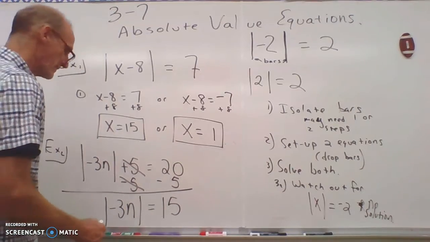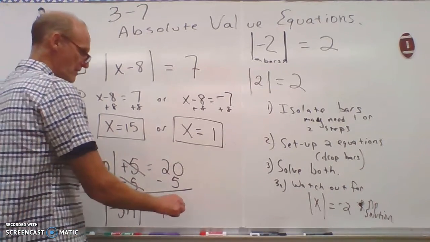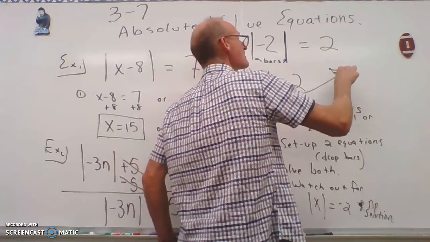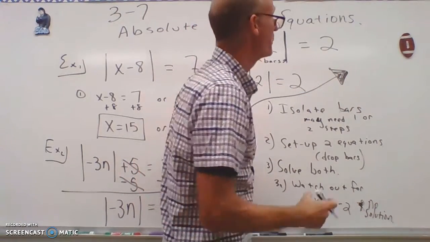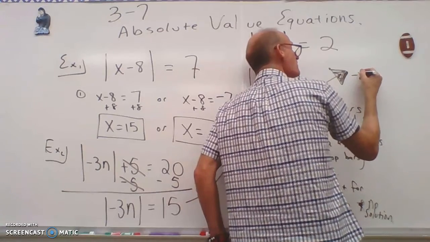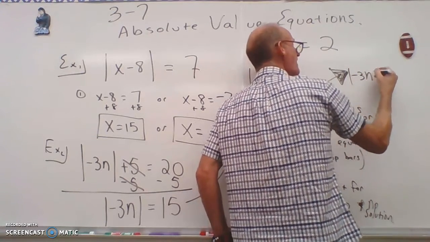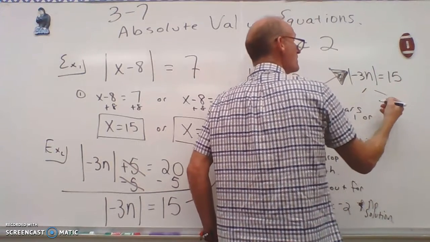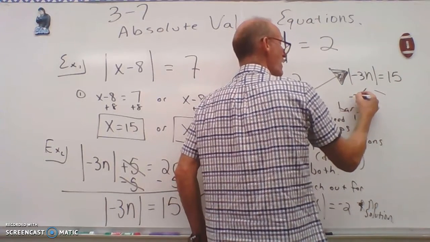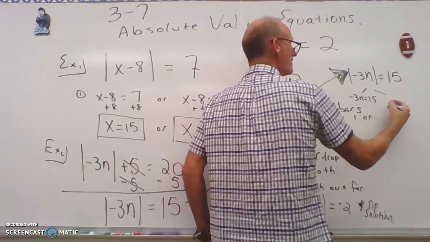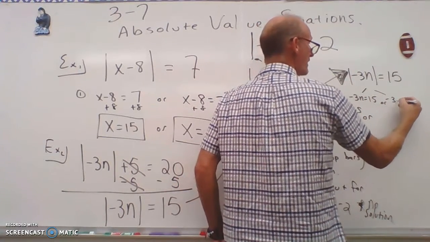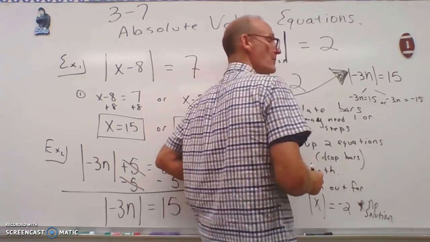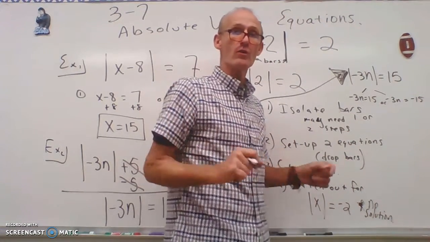Now, I'm going to bring this problem up here, right there, and finish it right there. Okay, so this is the absolute value of negative 3n equals 15. Now I'm going to drop the bars, since they're isolated, and set up two equations. Negative 3n equals 15, and negative 3n equals negative 15. Okay? So, we're almost done.